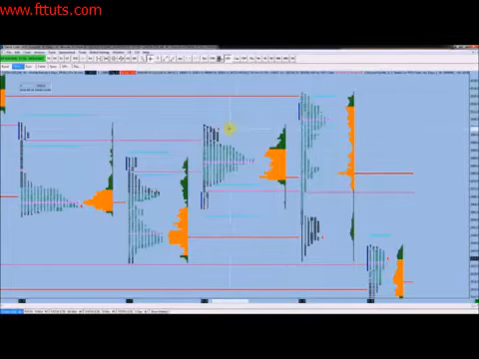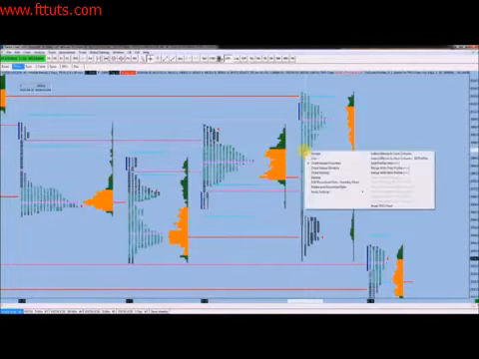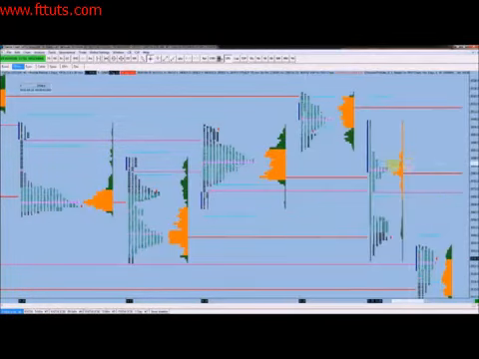We pushed up late and we closed out of value. We opened even further out of value. Okay, so the market opened out of yesterday's value. Note what happened at this point in the day.